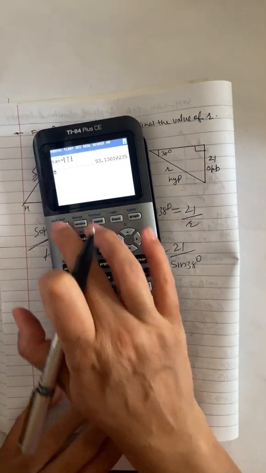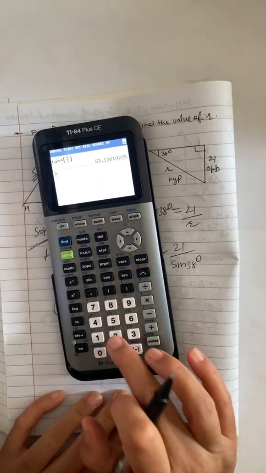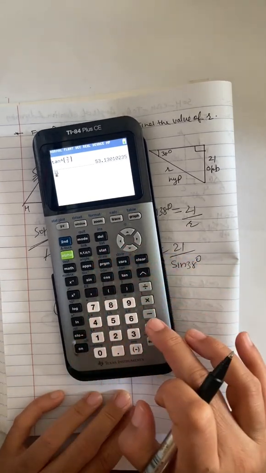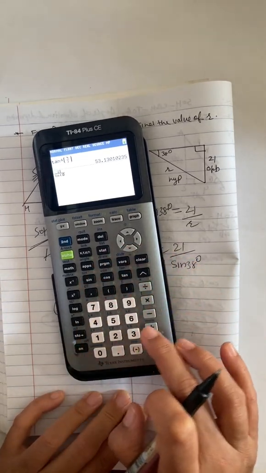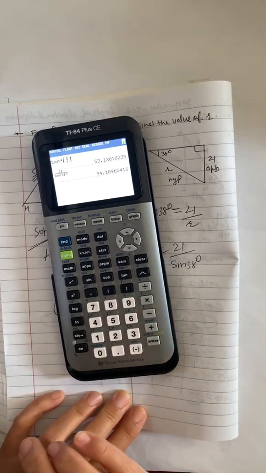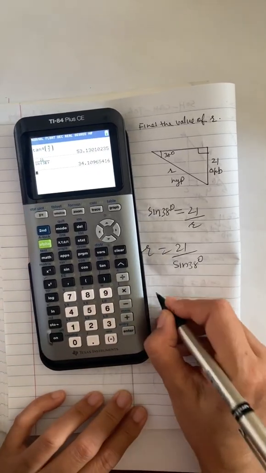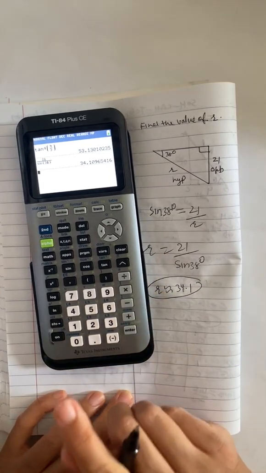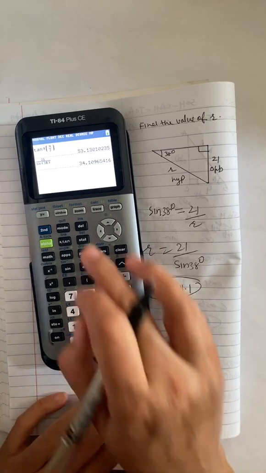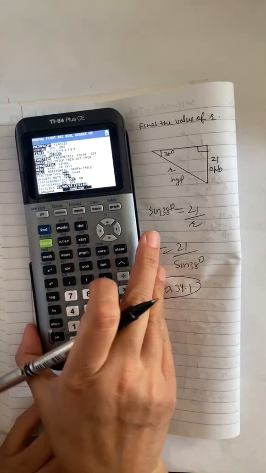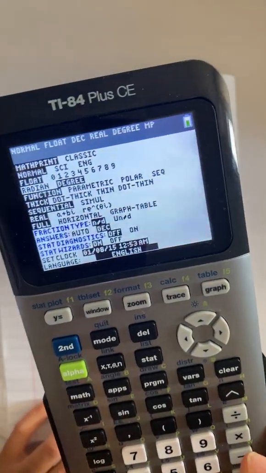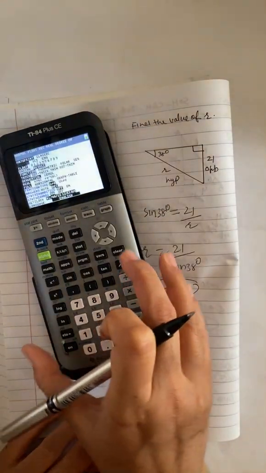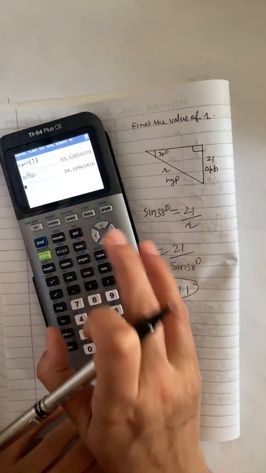Again, using your calculator, you input this in one step. So go to alpha y, use the fraction feature, 21 divided by sine 38. That's going to be the value of R, which in this case, again rounded to 3 significant figures, is 34.1. Make sure that when you are doing this calculation, you double check your mode. Your mode should be on degrees. If it's not, make sure that your mode is on degrees before you do any calculations here, otherwise you will get wrong answers.